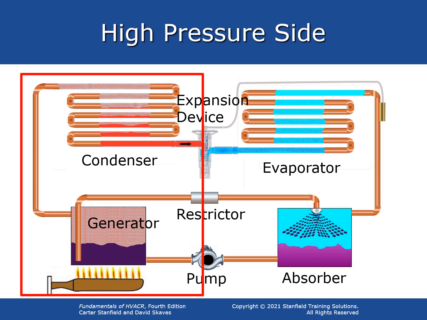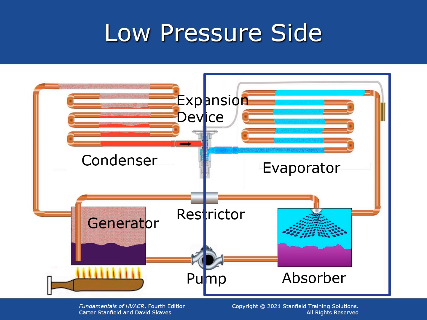The absorption system really has two cycles, a refrigerant cycle and an absorbent cycle. Both the refrigerant and absorbent cycles have a high pressure side and a low pressure side. The high and low pressure sides are separated by the refrigerant expansion device, the solution restrictor, and the solution pump. Boiling the refrigerant in the generator creates the high side pressure. The solution pump moves the refrigerant and absorbent from the low pressure side to the high pressure side.